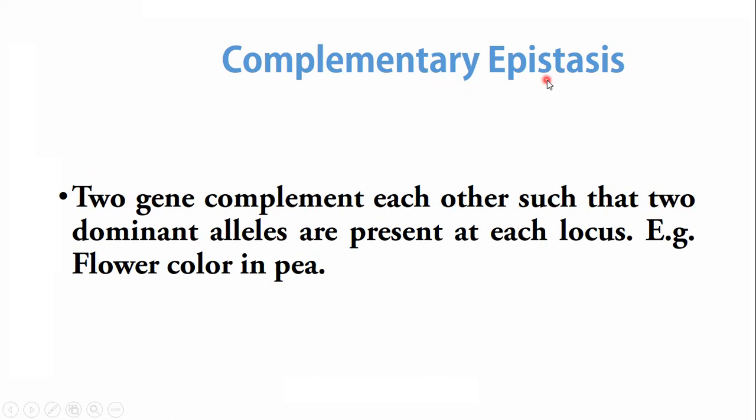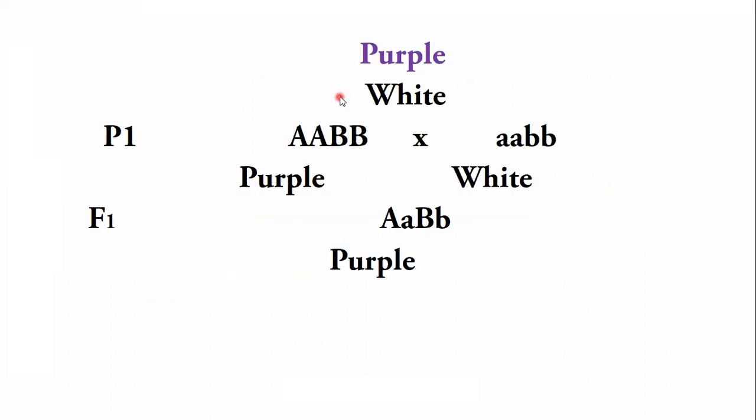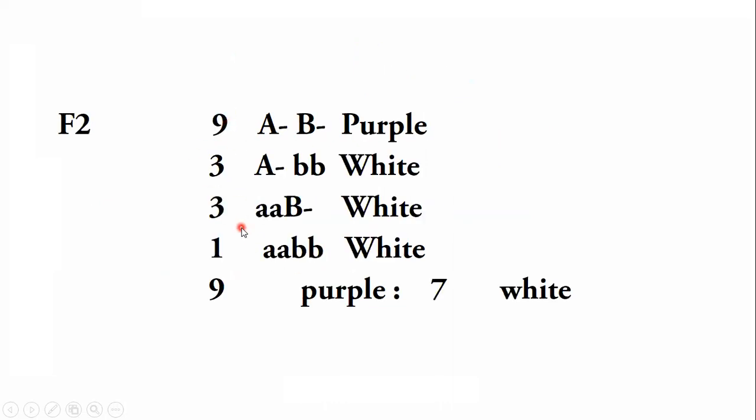Next is complementary epistasis. Two genes complement each other such that two dominant alleles are present at each locus. So in complementary epistasis, if dominant alleles are present at both loci, then they modify the phenotype. For example, flower color in pea. We have two colors in pea, purple and white flower. Here are the parents. The purple parent is crossed with white. Both are true breed. The F1 generation is purple and the F2 generation again has four cases with a ratio of 9:3:3:1. So the first case, A capital dash B capital dash, has purple phenotype.